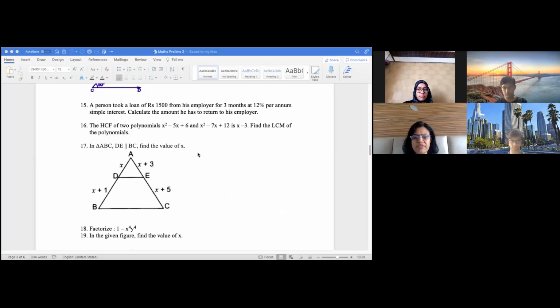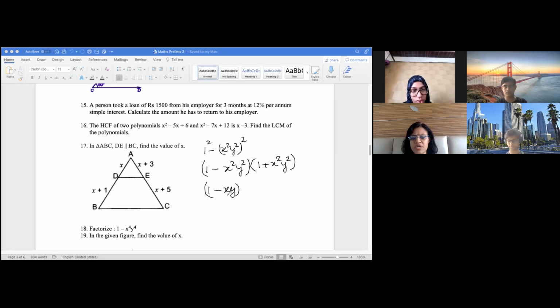Factorize, this is also simple. In factorize, you know that it is 1 minus x square y square, the whole square, and this is a square. So using the a square minus b square formula, 1 minus x square y square and 1 plus x square y square. Now further this can be factorized. So it will become 1 minus xy, 1 plus xy into 1 plus x square y square. So this is factorized. This is the answer.